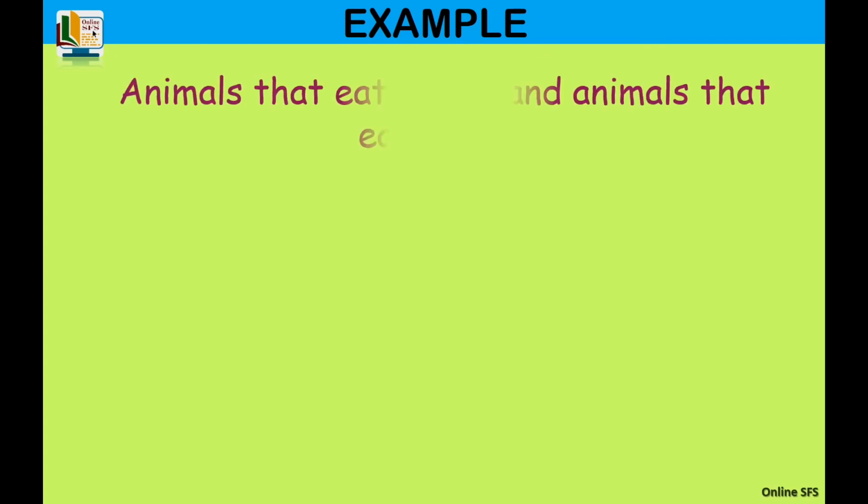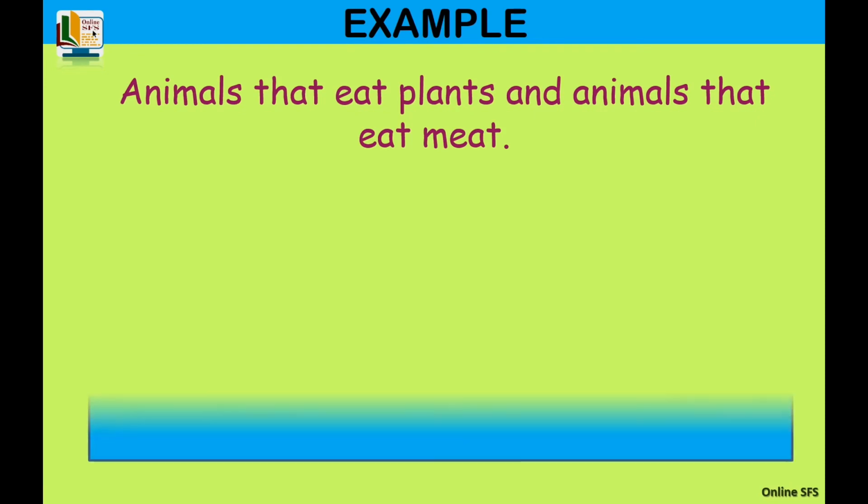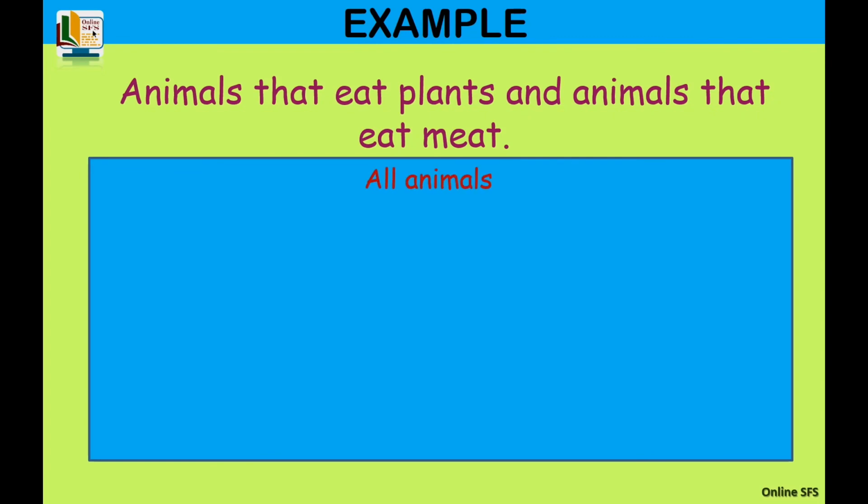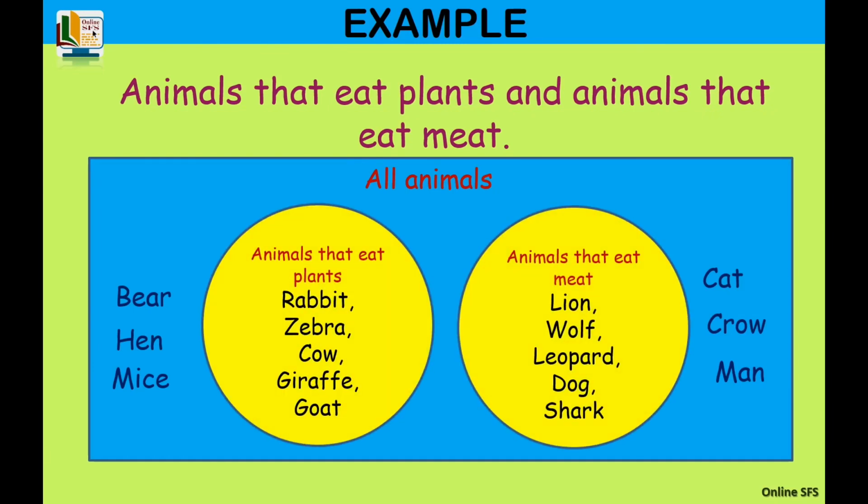Let's see another example of a Venn diagram for animals that eat plants and animals that eat meat. Now, like the previous example, the blue box will be the universal set containing all the animals, and the yellow circles each will show animals that eat plants and animals that eat meat separately. I hope that now you must have clearly understood the topic of sets through these lectures.